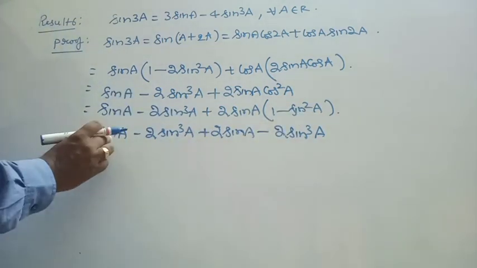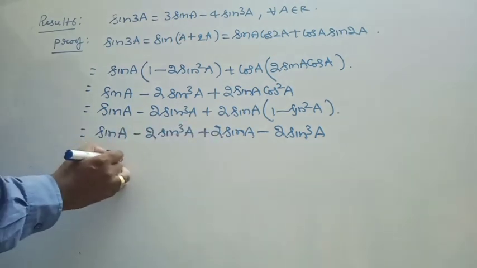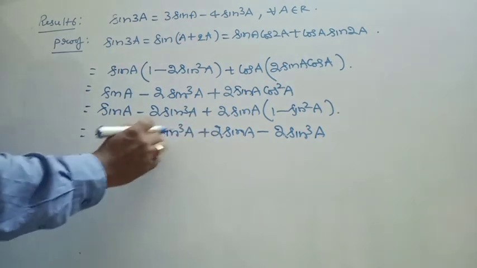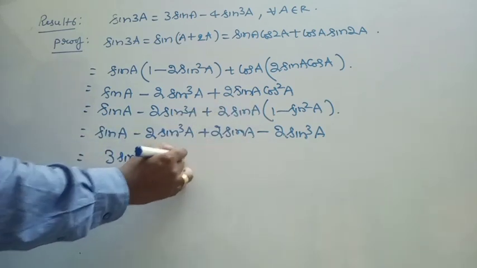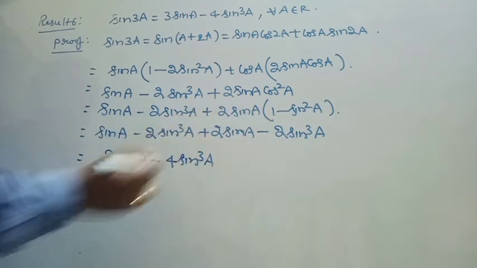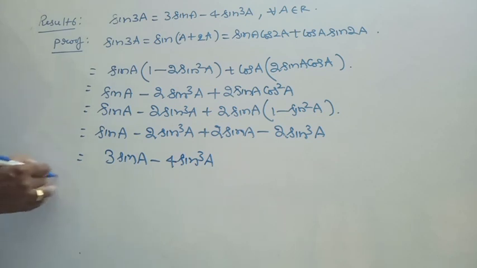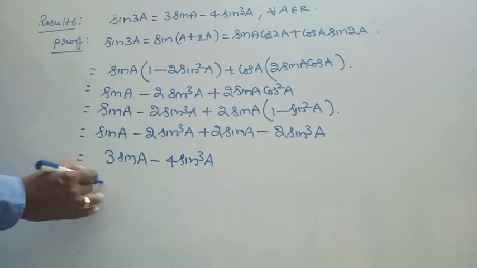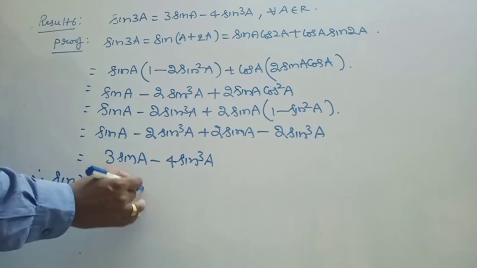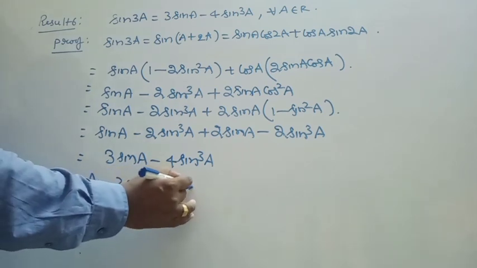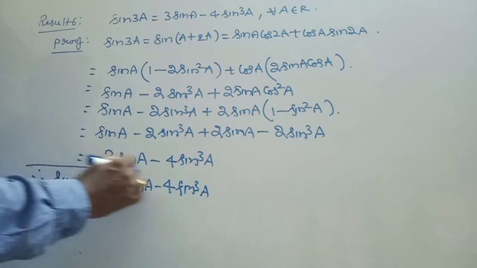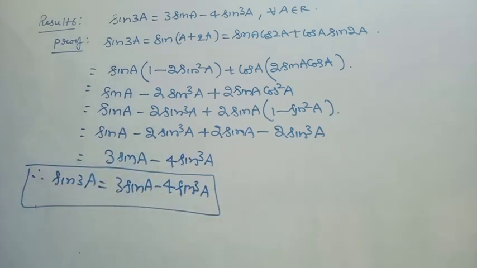Okay, my dear students, now sin A plus 2 sin A, this is 3 sin A. Then minus 2 sin cube A minus 2 sin cube A, that is nothing but minus 4 sin cube A, right? Therefore, we have got nicely sin 3A equals 3 sin A minus 4 sin cube A, right? In this beautiful way, we have got this particular result. Very, very important, my dear students.